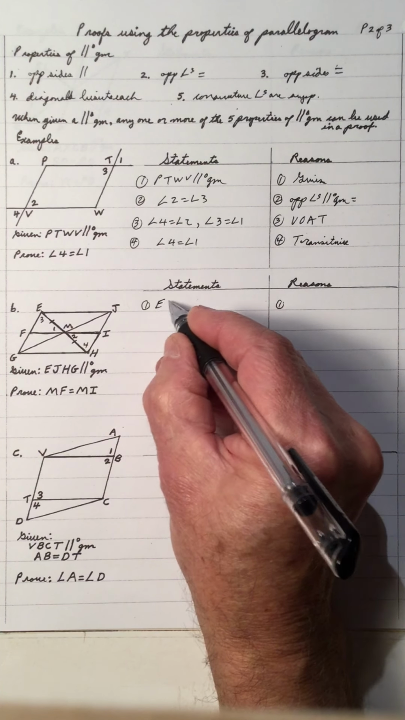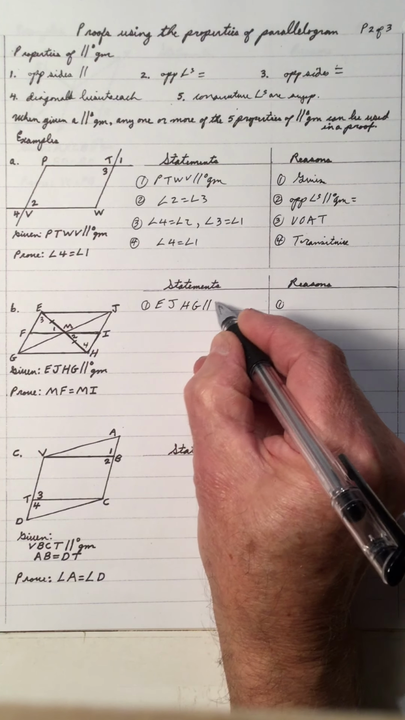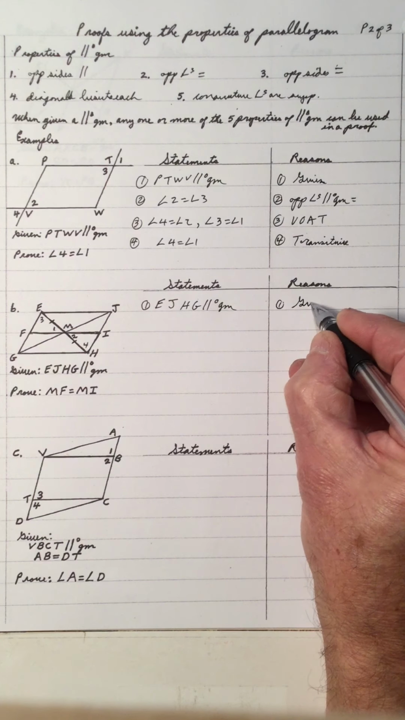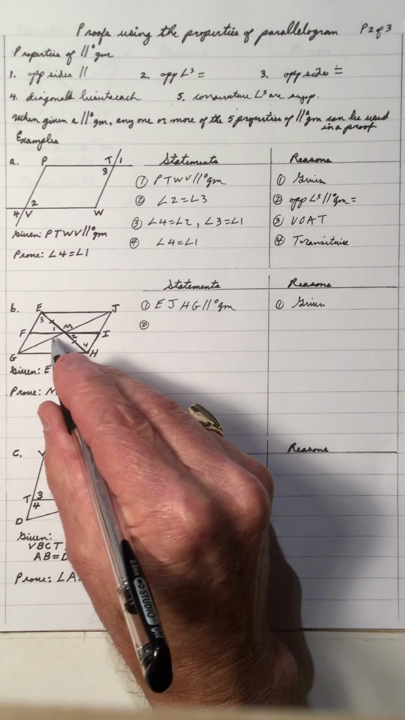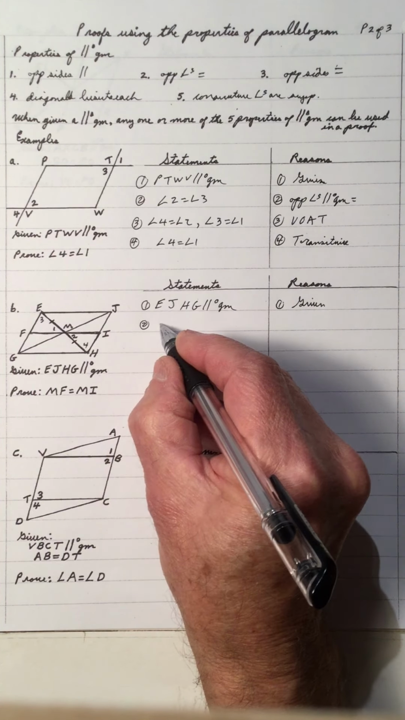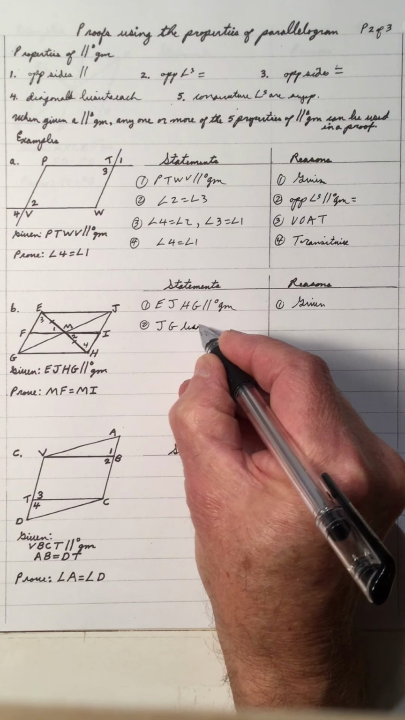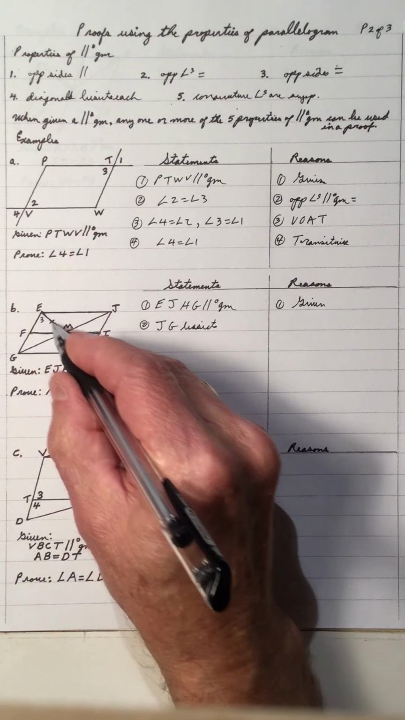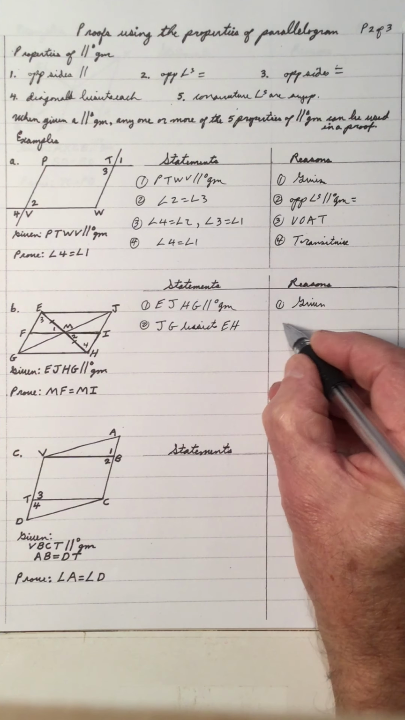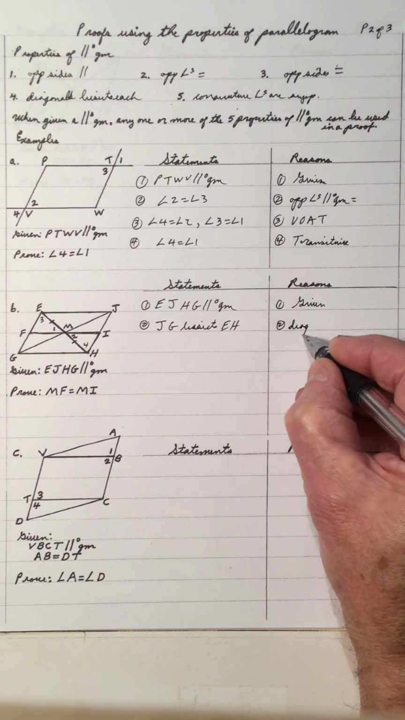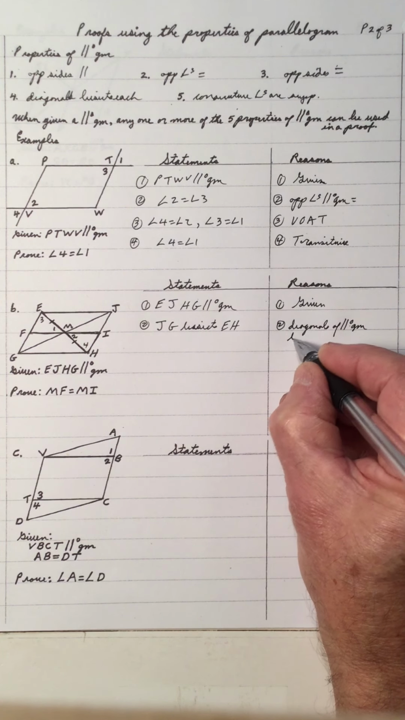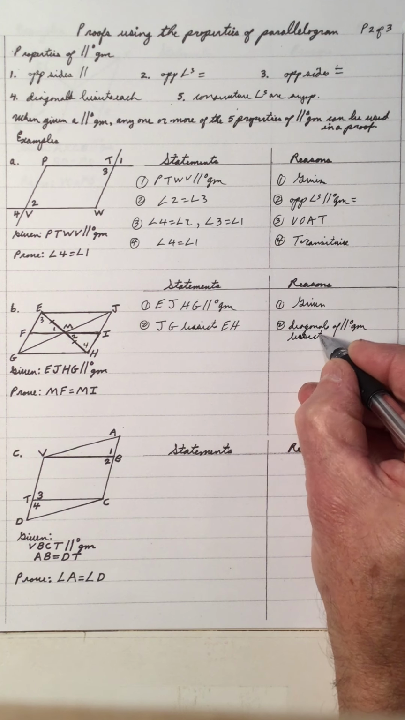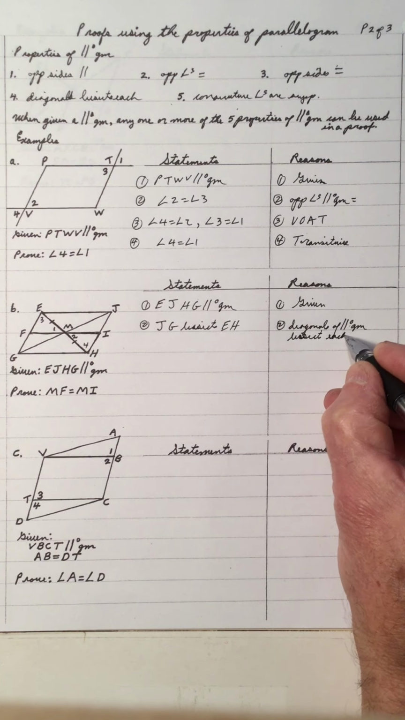So EJHG is a parallelogram, given. As a result, I have that JG bisects EH. And the reason? Diagonals of a parallelogram bisect, B-I-S-E-C-T, each other.